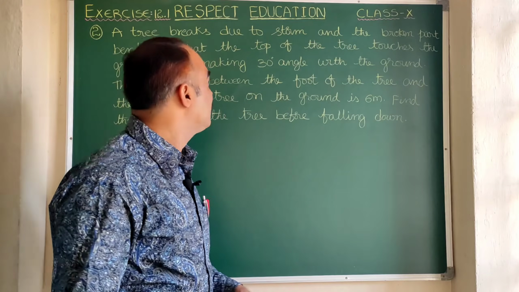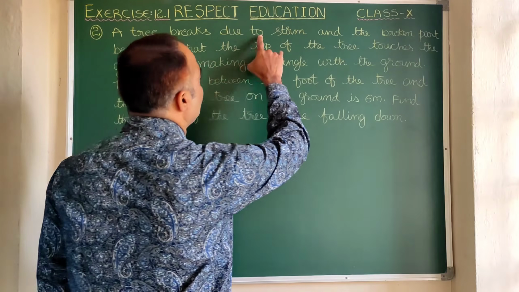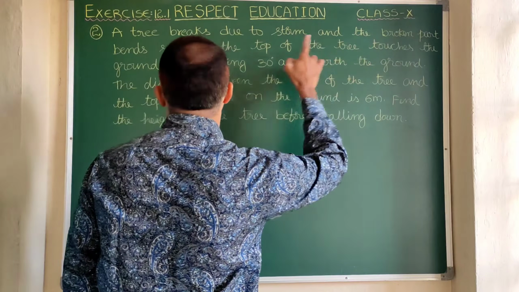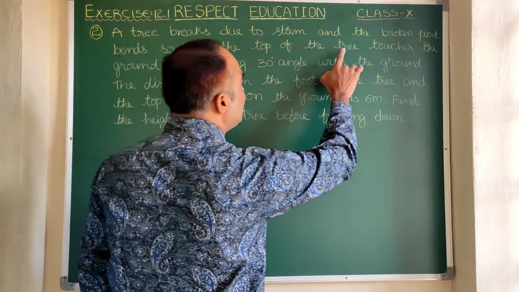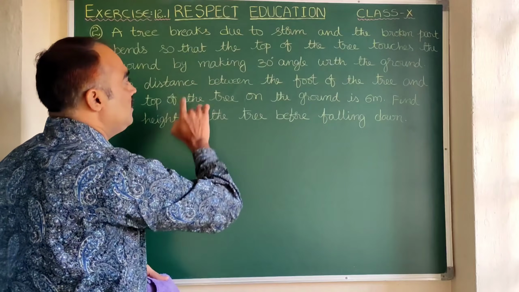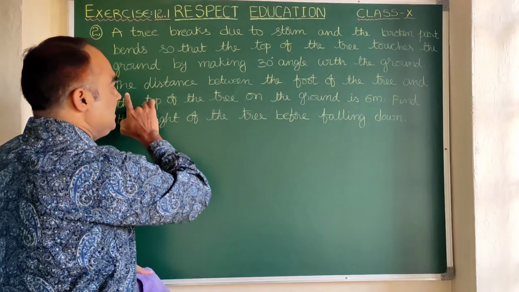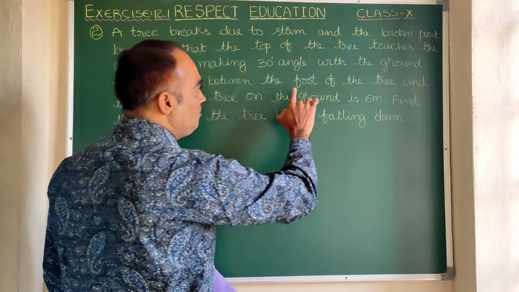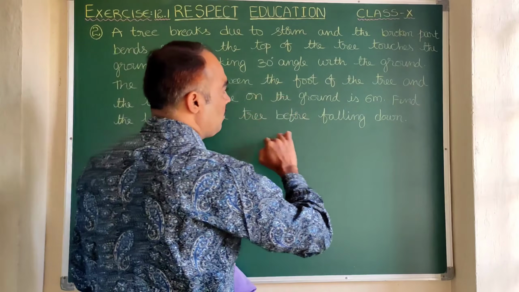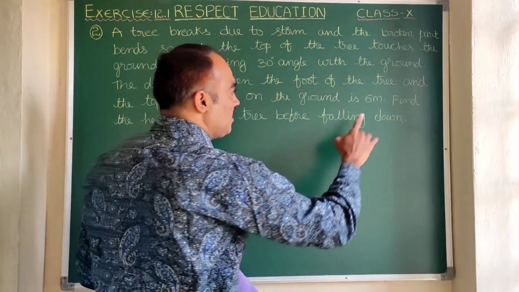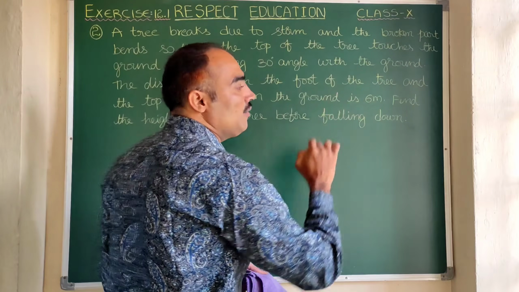Now let us see question number 2. A tree breaks due to storm and the broken part bends so that the top of the tree touches the ground by making 30 degrees angle with the ground. The distance between the foot of the tree and the top of the tree on the ground is 6 meters. Find the height of the tree before falling down.